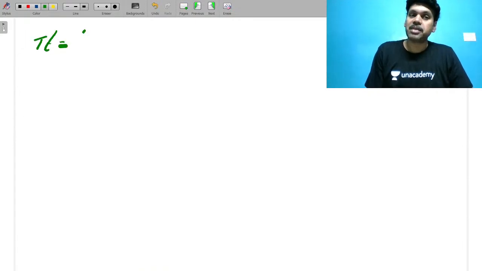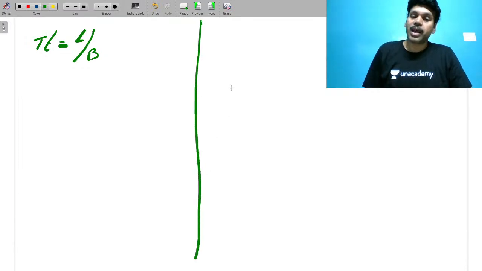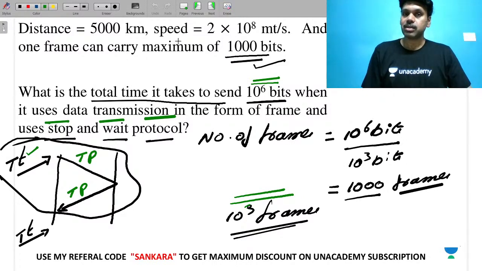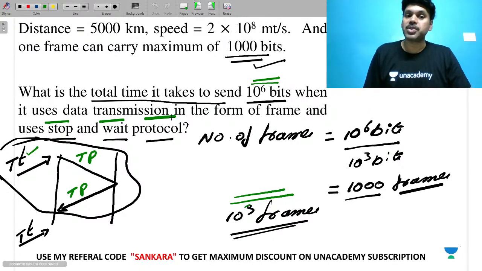Your TT is nothing but length of message upon bandwidth, and your TP is nothing but distance by speed. So both you need to calculate. First let me calculate TT. So frame capacity is 1000 bits. So what is our bandwidth? What is the total time it takes to send 10 power 6 bits when it uses data transmission in frames and uses a stop and wait protocol?